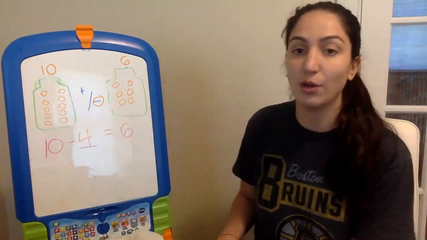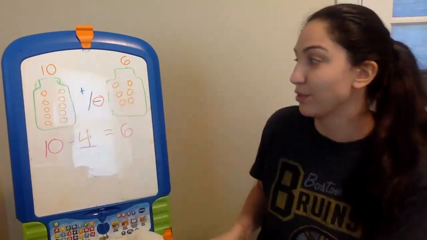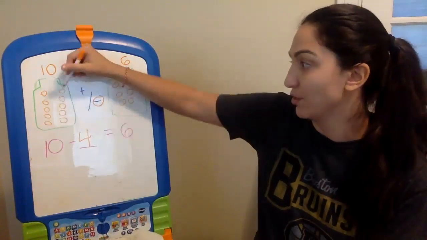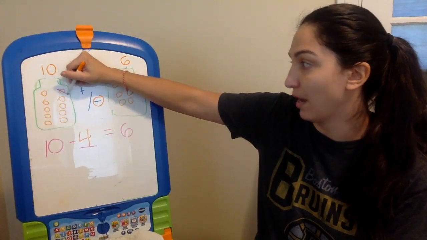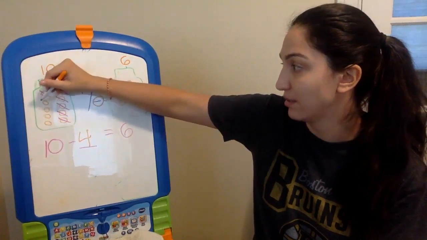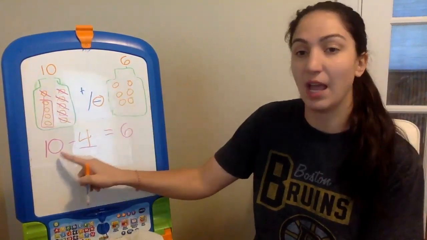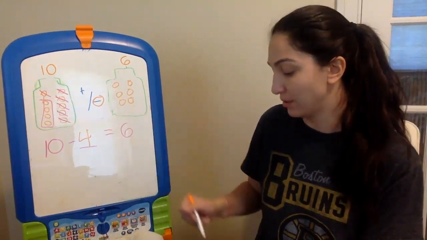I can also use the pictures in my jar. So I already made 10 circles here, and I'm gonna just take away 6 to see how many I actually took away. 1, 2, 3, 4, 5, 6. And what I'm left with over here is 4. So 10 minus 4 equals 6.